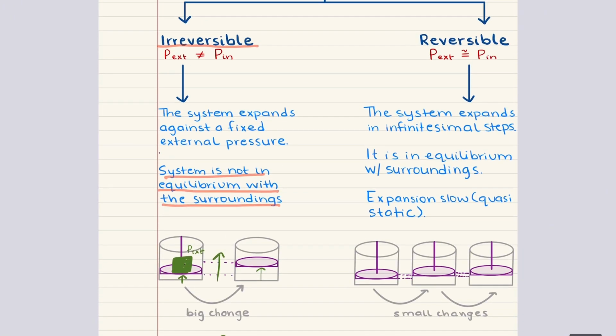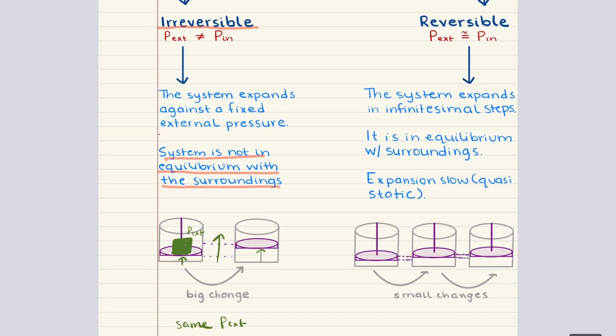Now, let's turn to reversible processes. Here, we're going to replace the single heavy weight with a stack of tiny weights that you add or remove one sliver at a time for compression or expansion, respectively. At every instant, the outside pressure is going to be adjusted to be essentially equal to the gas pressure.